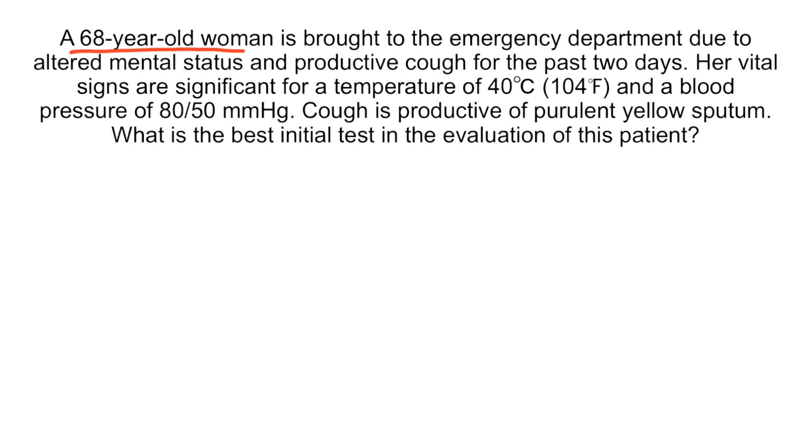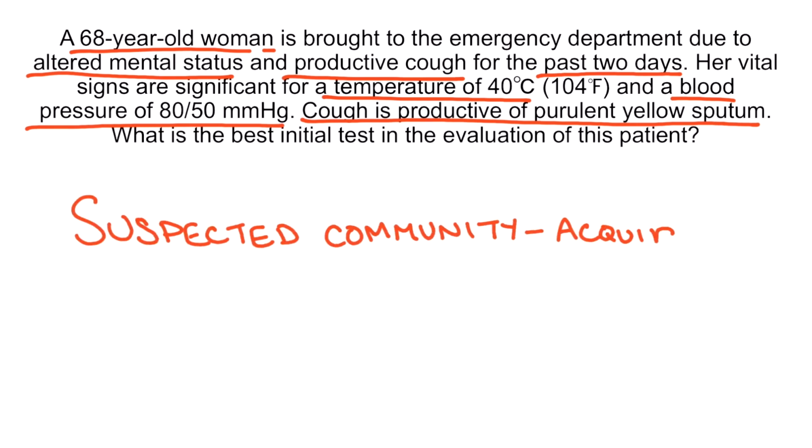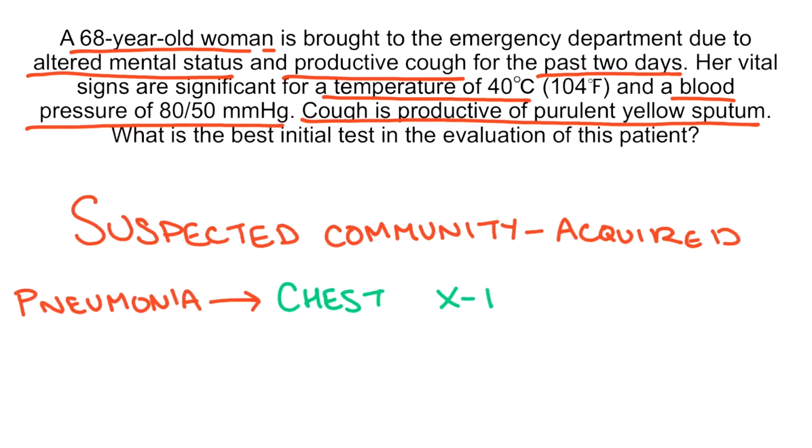This 68-year-old woman presents with altered mental status and productive cough for the past 2 days. She has a high fever evidenced by a temperature of 40 degrees Celsius and hypotension evidenced by a blood pressure of 80/50. Cough is productive of purulent yellow sputum. This is a severe presentation of community-acquired pneumonia. The best initial test in the evaluation of the patient with suspected community-acquired pneumonia is chest X-ray.